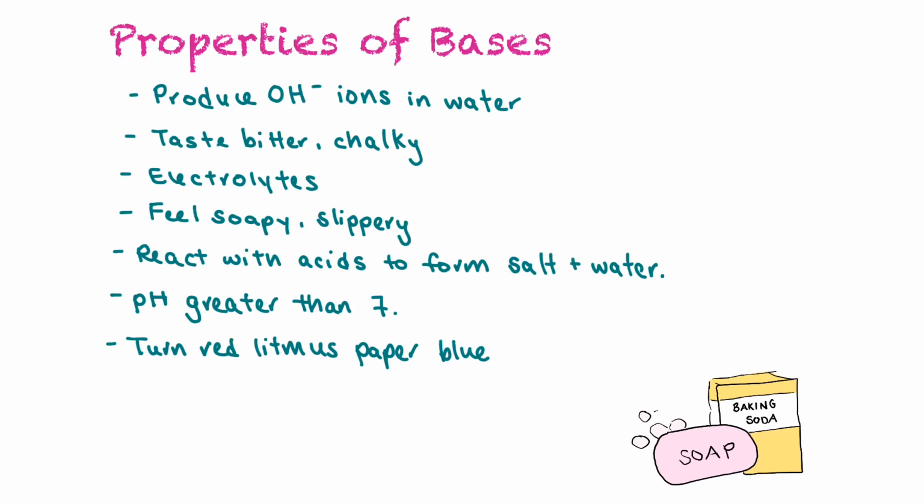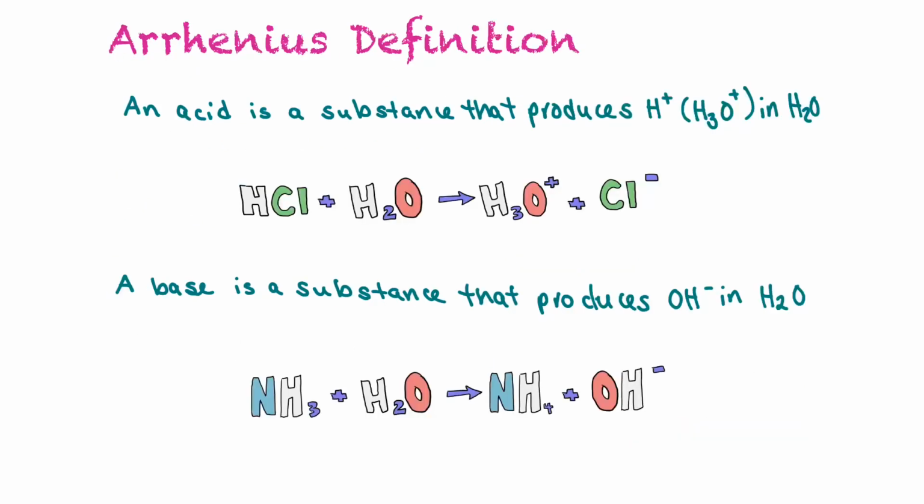Bases react with acids to form salt and water in neutralization reactions, and bases have pHs of greater than 7. And they turn red litmus paper blue, so I always think blue for base, and that helps me remember how litmus changes in the presence of base.